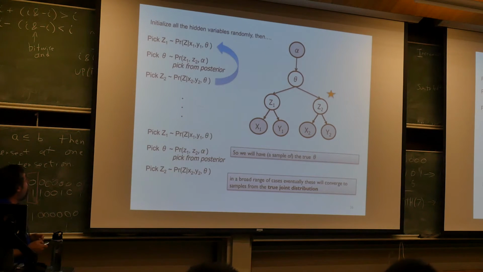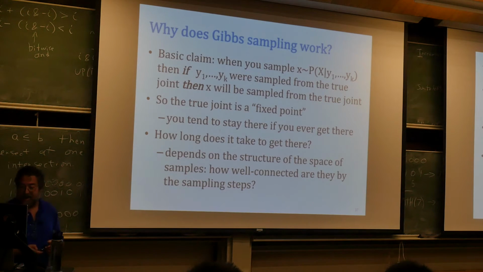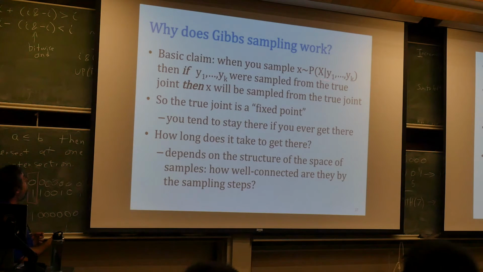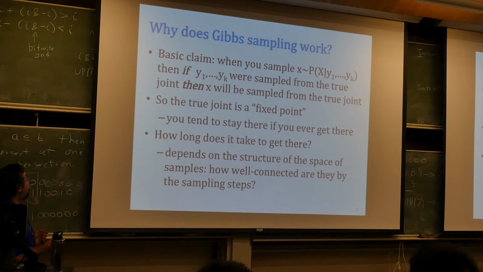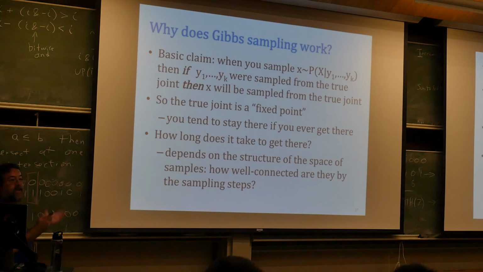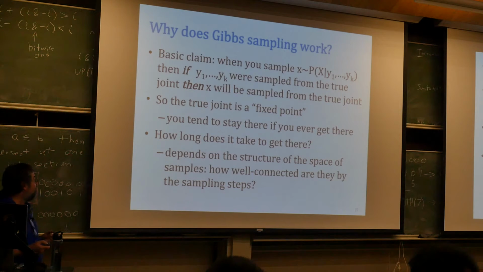So why does this work? The basic convergence claim, the math is not easy, but what it's saying is actually not very strong. What it's saying is that when you sample some variable from the true conditional distribution given all the other variables' values, if those other variables were actually sampled from the true distribution, then you've just sampled x from the joint distribution. So once you get to that distribution, you stay there. Once all the variables you have are drawn from this true distribution, you'll stay at that point, so it's a fixed point. You tend to stay there if you ever get there. And how long does it take to get there?